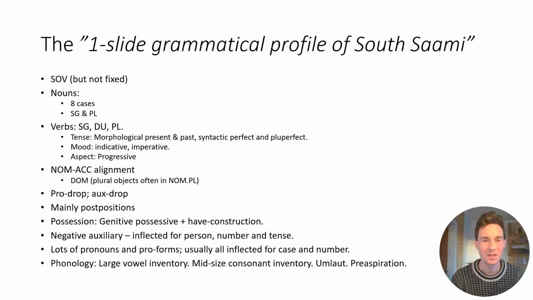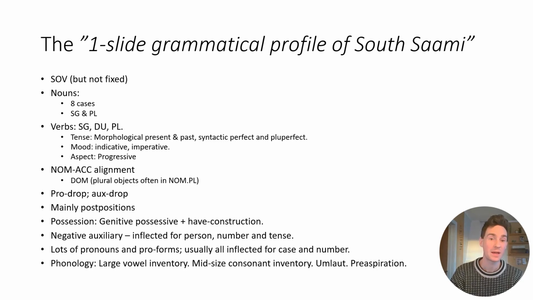So let's start with a one-slide grammatical profile of South Saami, sort of a very dense overview of what the language is like if you're a typologist and you just want to get a quick overview of the language. South Saami is predominantly SOV, but the word order is not fixed. SVO occurs as well. But pragmatically SOV is definitely more common and pragmatically unmarked. This differs from most other Samic languages, which makes South Saami an outlier in this respect.